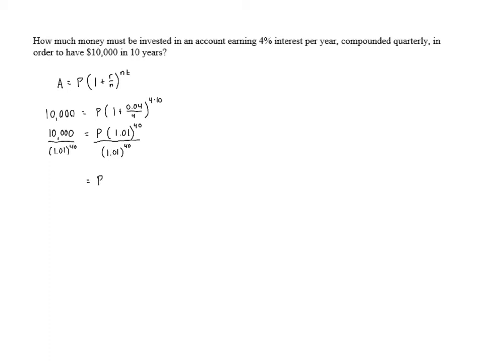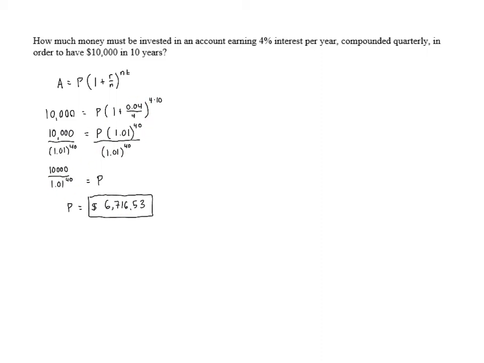And so the value of P is given by 10,000 divided by 1.01 to the 40th power. And if we use a calculator to figure out what that is, we end up with $6,716.53. So that's how much we would need to invest in the account if we wanted to end up with $10,000 10 years later.